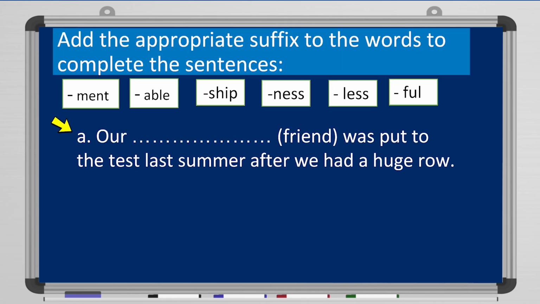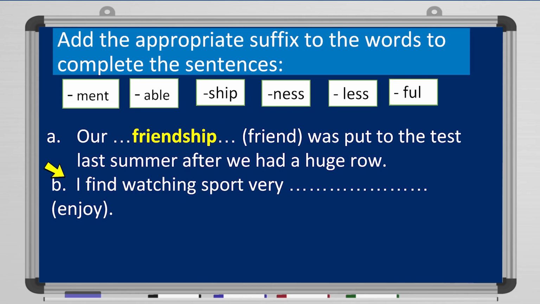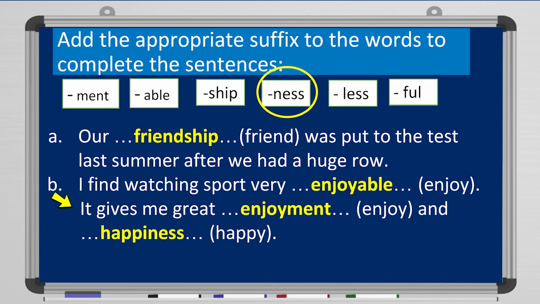Let's check if you got them correct. Our what was put to the test last summer after we had a huge row. What do you think the answer is? Excellent, our friendship. Let's check the next one. I find watching sports very enjoyable. It gives me great enjoyment and happiness.